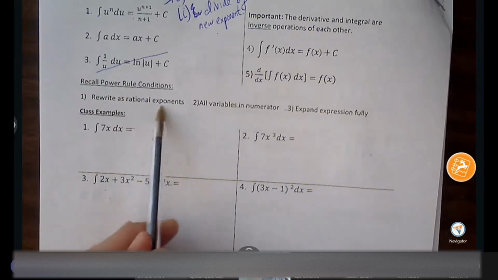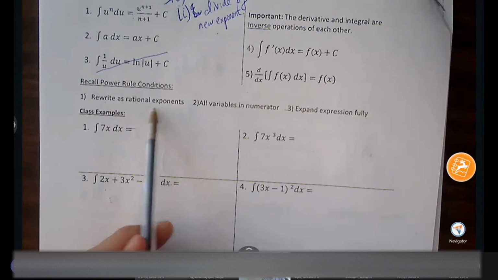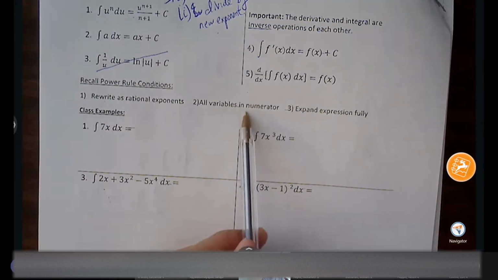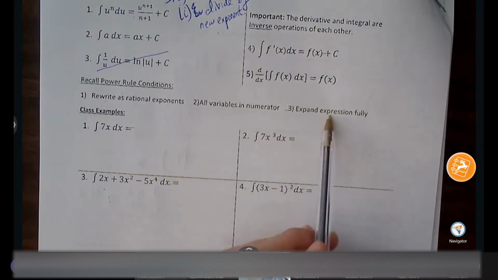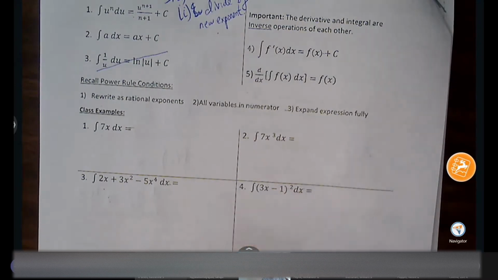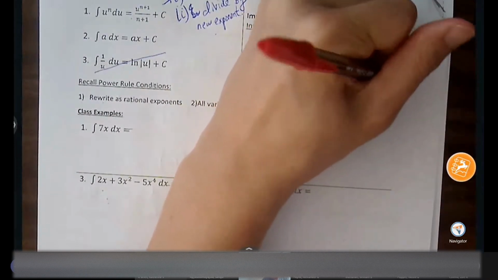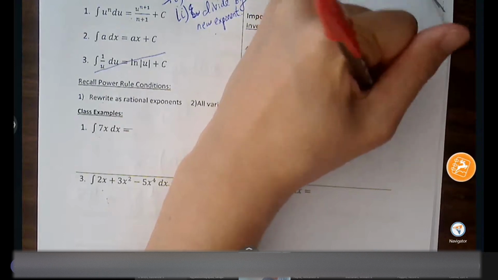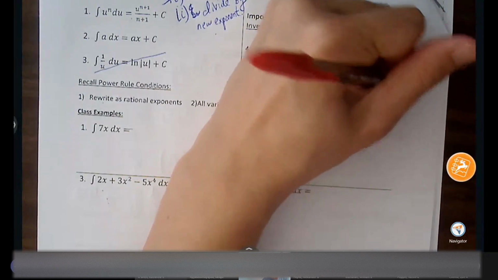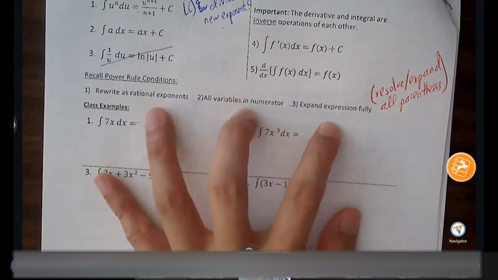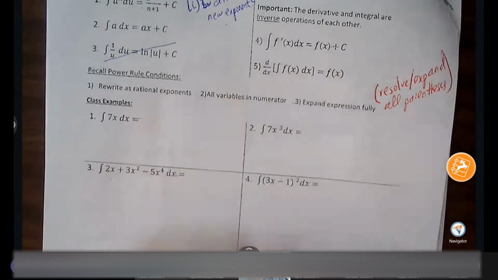So a couple things we have to make sure of before we apply power rule: are there radicals or rational exponents sitting there? If we see radicals, we've got to convert to rational exponents. If we see variables in the denominator, we've got to move them to the numerator. And if we see any parentheses, we've got to expand. So we need to resolve and expand all parentheses first if we want to do power rule. The same conditions apply for antiderivatives. These things have to be in place, just like with derivatives.